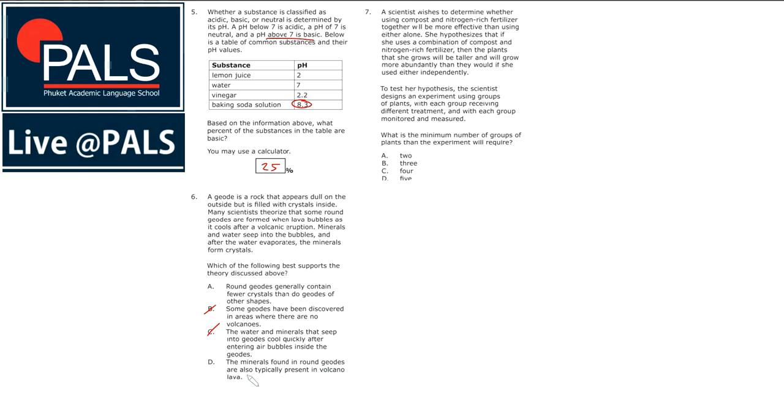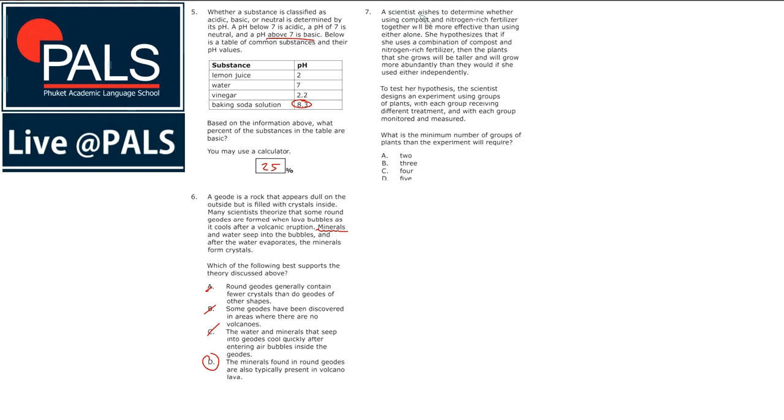Minerals found in round geodes are also typically present in volcano lava. So that makes sense, I guess. Minerals and water seep into the bubbles. Some minerals, probably from the lava, dissolved in the water seep into the bubbles, and as the water evaporates the minerals form crystals. So the best supporting argument should be D, that geodes are formed from lava in general, so they contain the minerals that are found in lava.